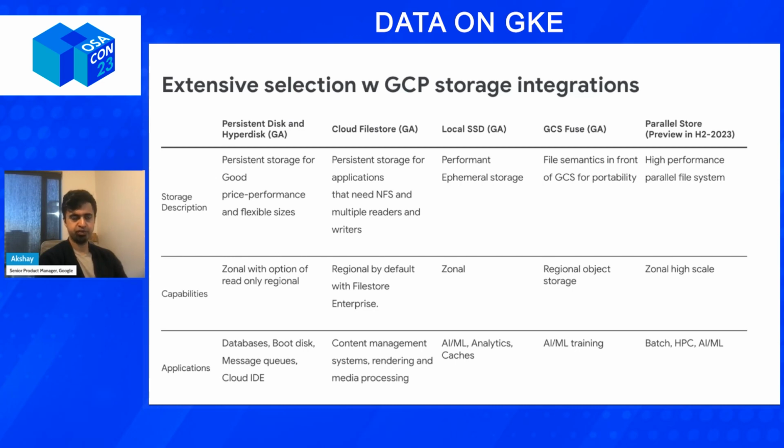GCS Fuse. The first three are more traditional: block, file, and local storage. It's something you have on-prem as well. But the other two are more cloud native, which is newer. One is, of course, GCS Fuse, which is file semantics in front of GCS. You may ask why you'd need something like that, because we do see a lot of customers use file semantics for portability from on-prem to the cloud.